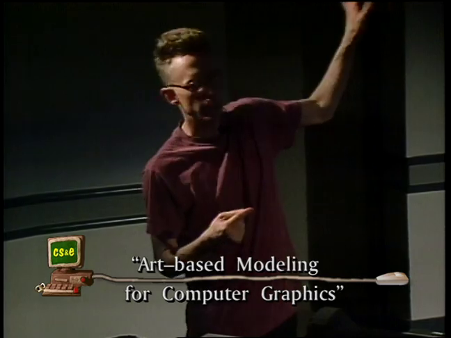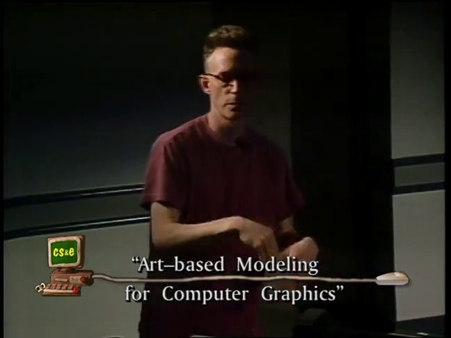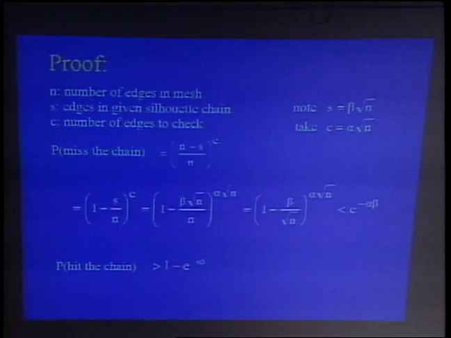So what's the probability that we miss it one time on just a single check? Well, there's n edges in all. There's n minus S that are not in the chain. So the probability of hitting one of those that is not in the chain is n minus S over n. But we have to just do this again and again and again, C times in a row. We have to miss it every time. So the probability of that happening is simply n minus S over n to the C power. Is this clear? I don't want to lose everyone. So it's really not that complicated.